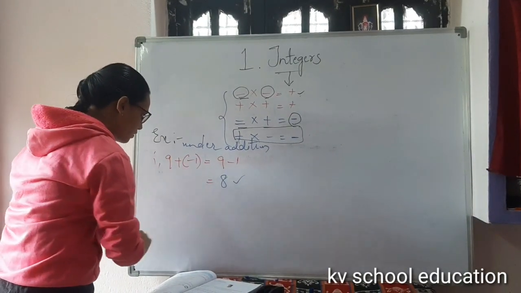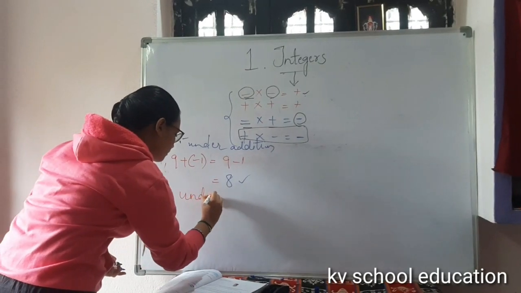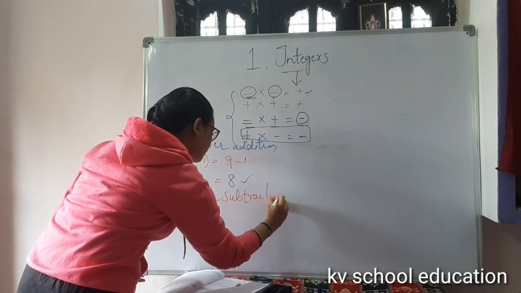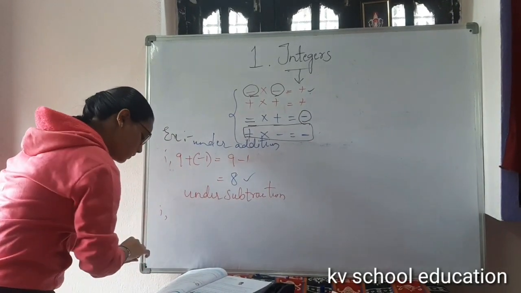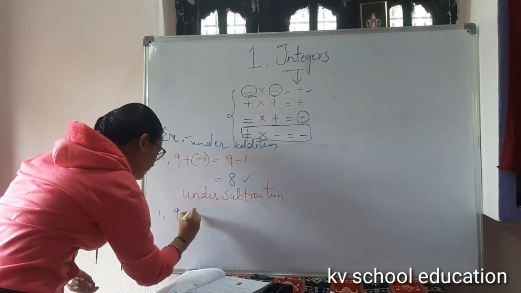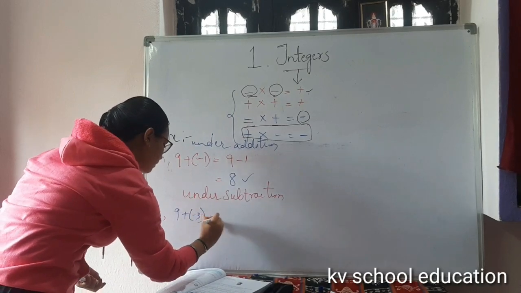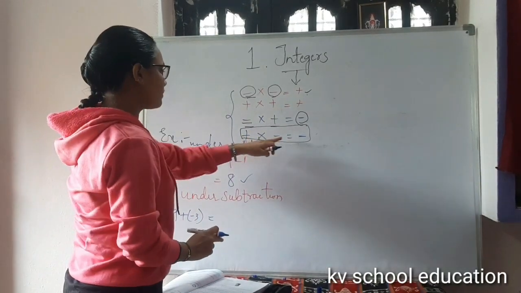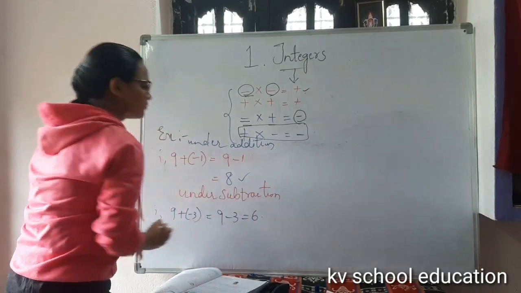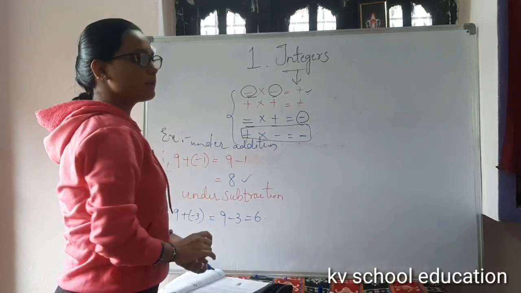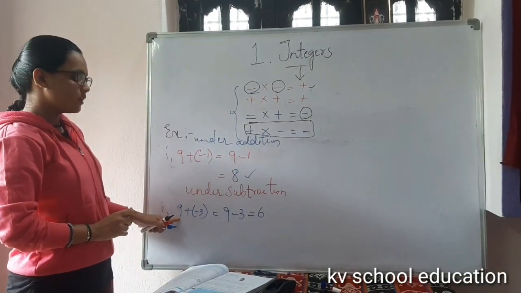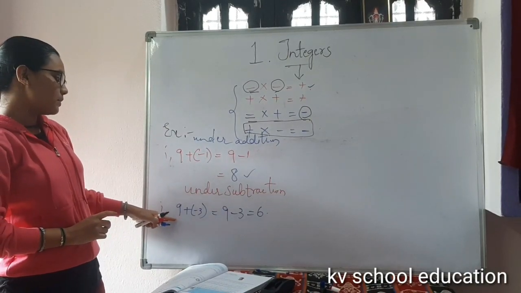And now under subtraction, 9 plus -3. Here also the same. Plus into minus gives minus. So 9 minus 3 is 6. This is the formula. So remember one thing: in addition and subtraction, the sign must be that of the greater number.